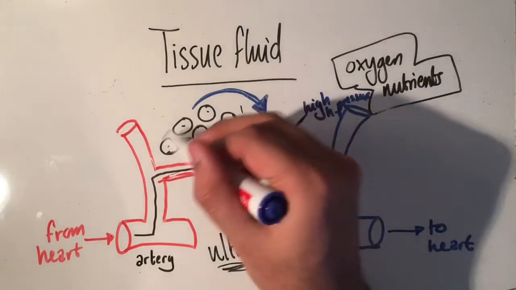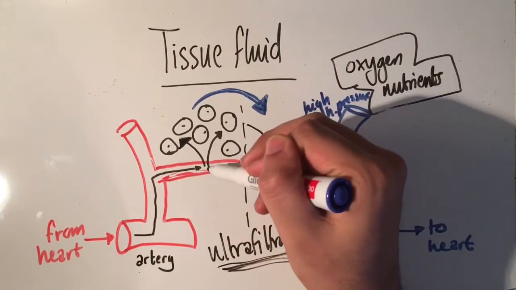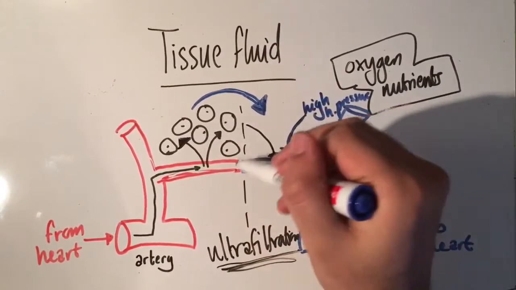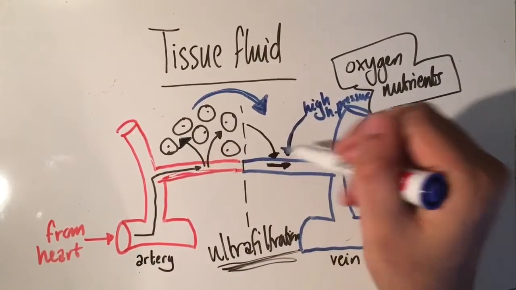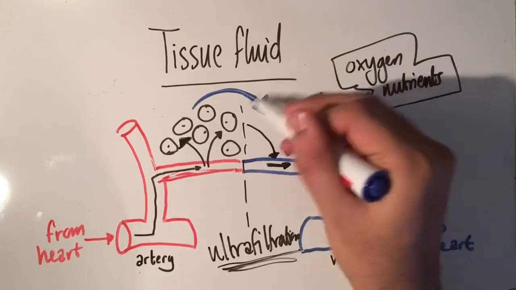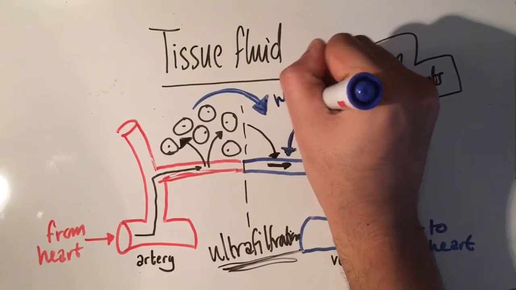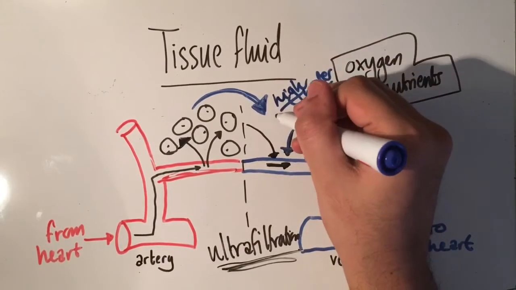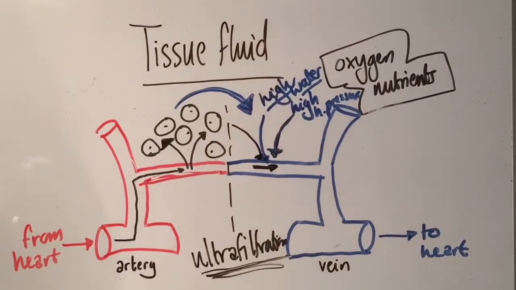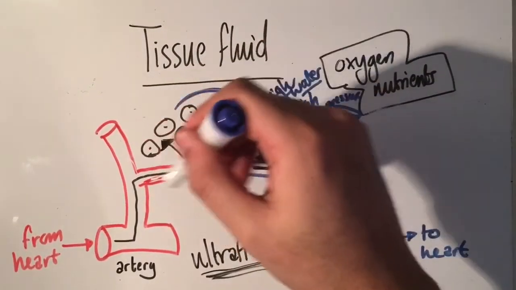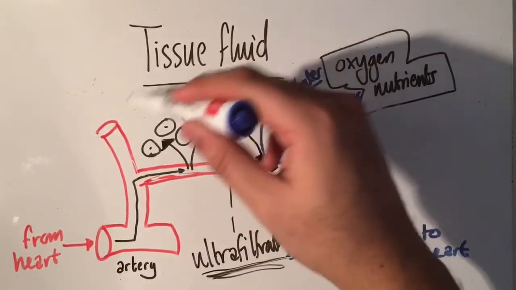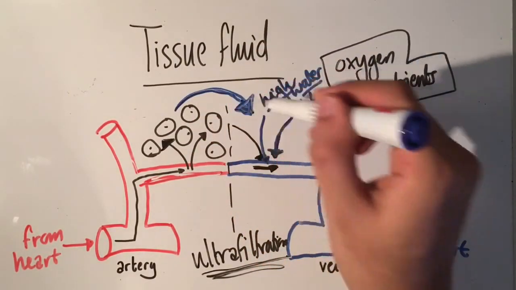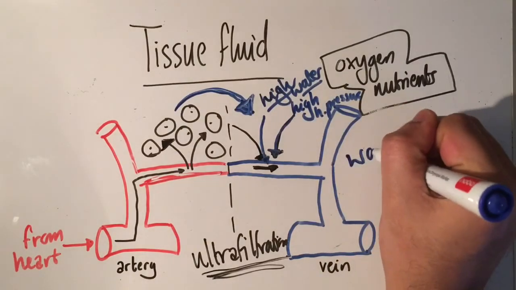What has also happened in this situation is the water has moved out, leaving the plasma with a lower water potential. Therefore, the higher water potential out here will force the tissue fluid back in as well. As well as this, the tissue fluid has lost oxygen and other nutrients to the cells, but when we're going back, it has picked up waste materials and CO2 to take back.